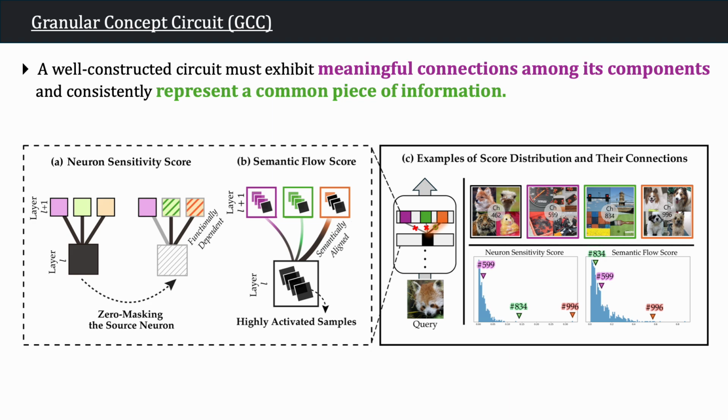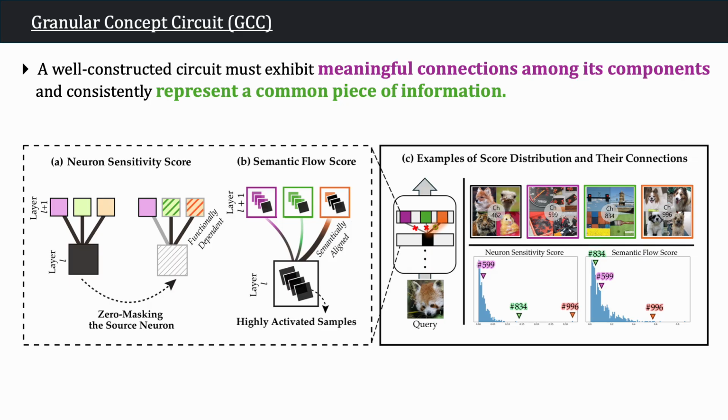Finally, the orange neuron achieves high scores on both metrics, and this is exactly the type of neuron we aim to capture. In this case, the neuron originally responded broadly to faces of various animals, but through our analysis, it was refined into a circuit component that specifically represents dog faces. This demonstrates how our metric helps isolate fine-grained, meaningful concept circuits from broader and noisier feature groups. We then iteratively identify such high-scoring neurons and connect them to construct the finer circuits.